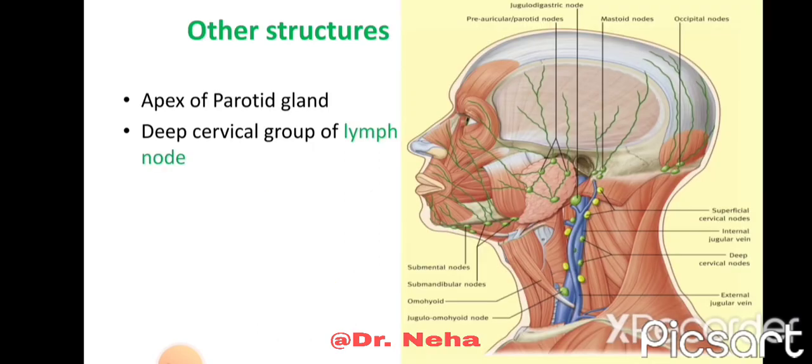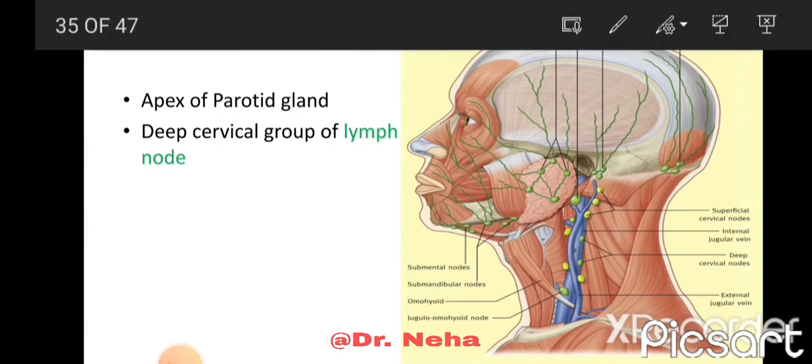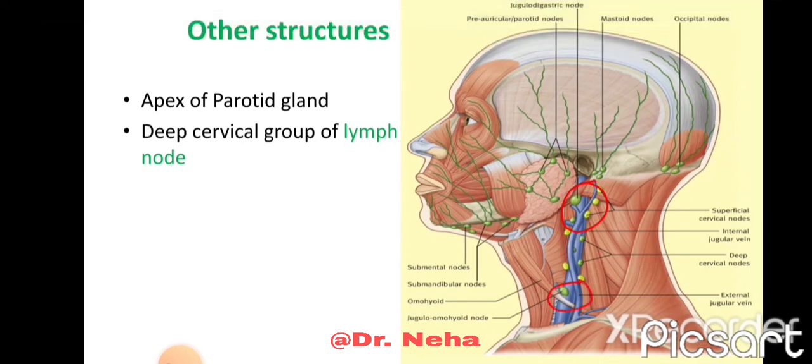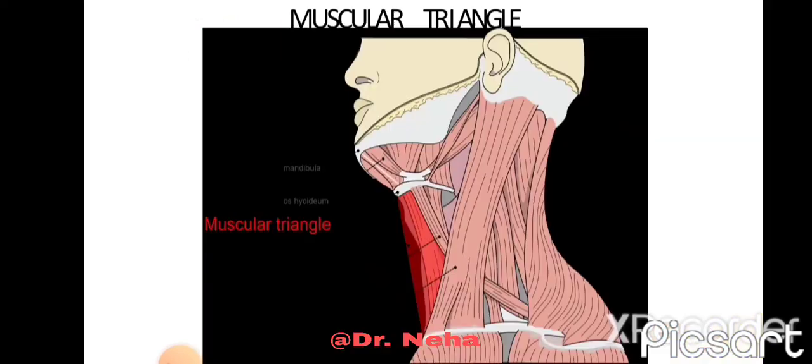The other structures are the part of the parotid gland and the deep cervical group of lymph nodes. First is the jugulo-digastric node. This is a deep cervical lymph node. This is the jugulo-digastric and this is the jugulo-omohyoid lymph node, located in close relation with the internal jugular vein.